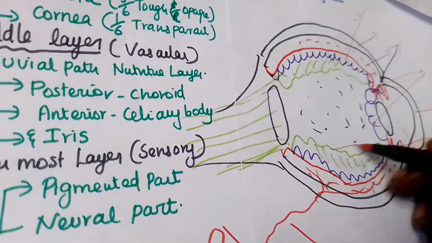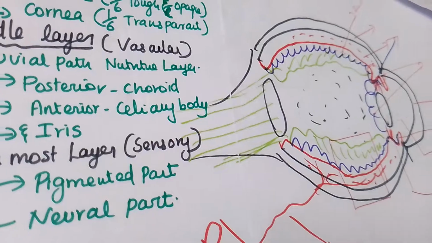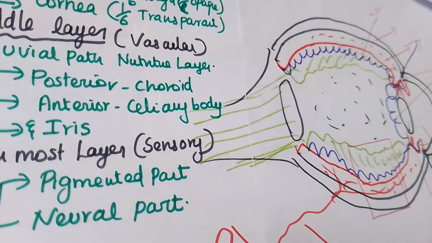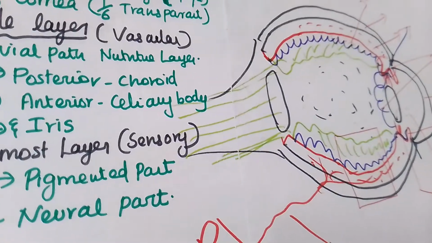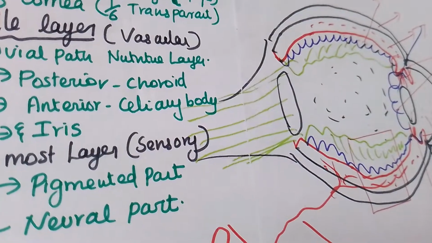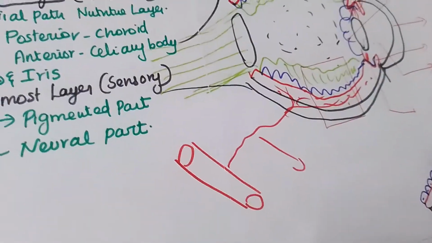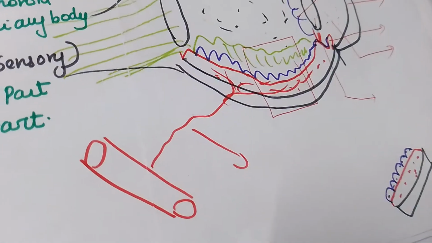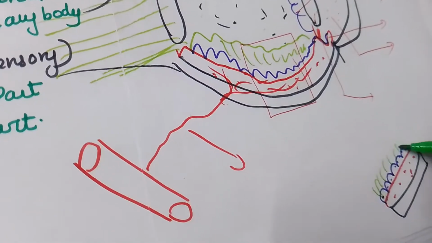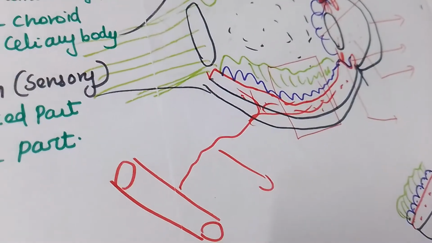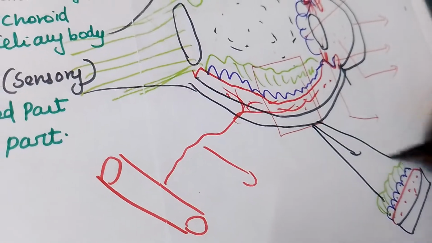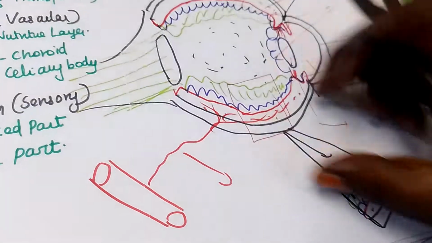Then if you cut this portion also, you can show it in a clear way. This is the sclera, and you can draw the choroid, isn't it? And then the pigmented layer is present, the pigmented epithelium. This is the pigmented epithelium, and there is a neuronal layer where the rods and cones are present. So this is the cut section of this portion.